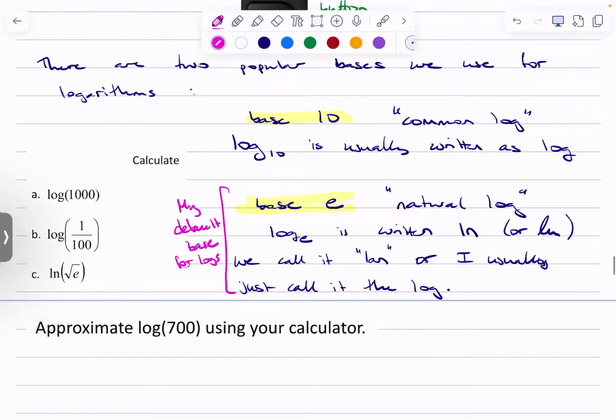Like I said, it depends on what field you're in, and what you'll pick up on pretty quickly is what base you should be working in.